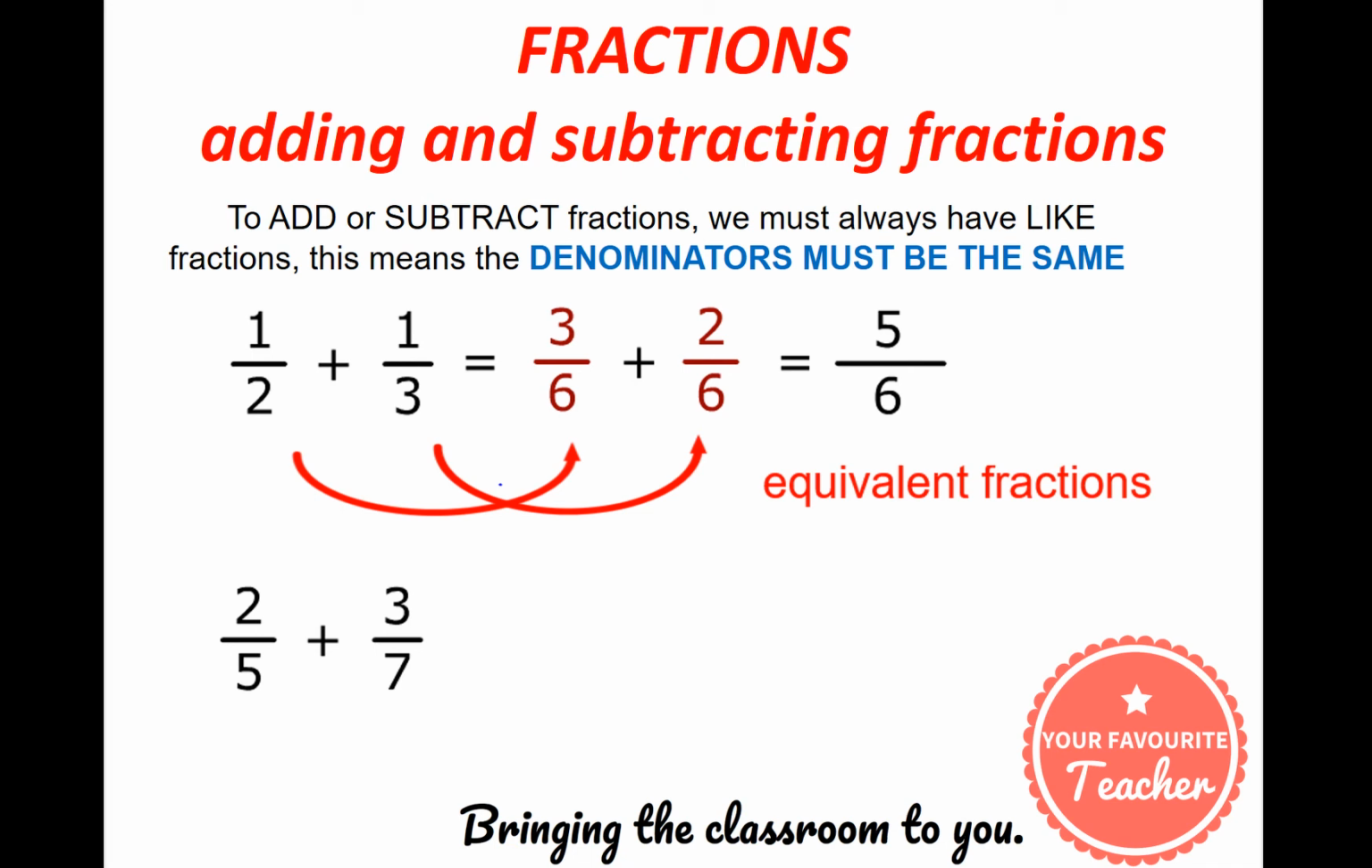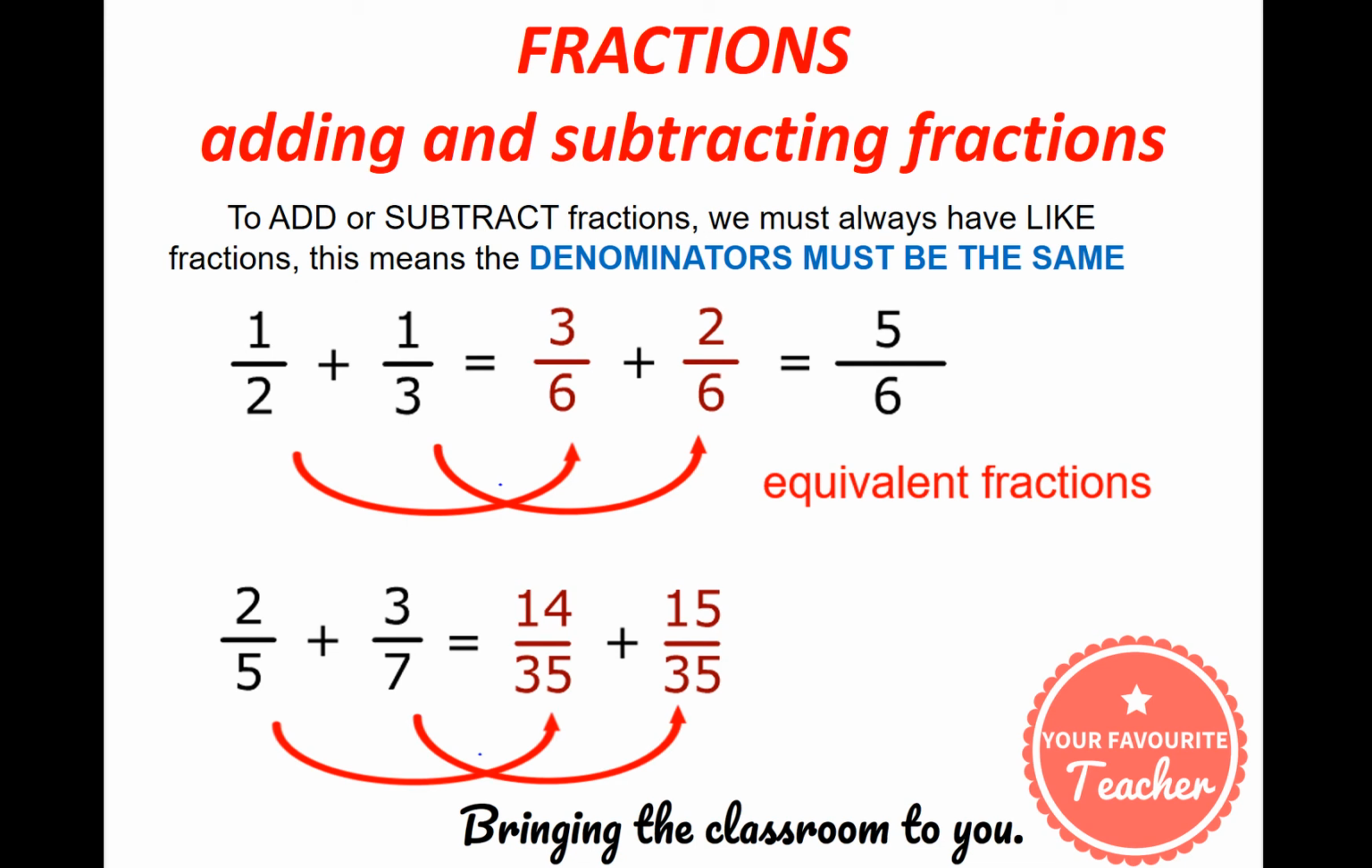Another example, 2/5 plus 3/7. I need to change both denominators with equivalent fractions so that I can get the same denominator. In this case, it would be 35 for both denominators because those are the equivalent fractions for both. And if I add 14 and 15, I get 29 over 35.